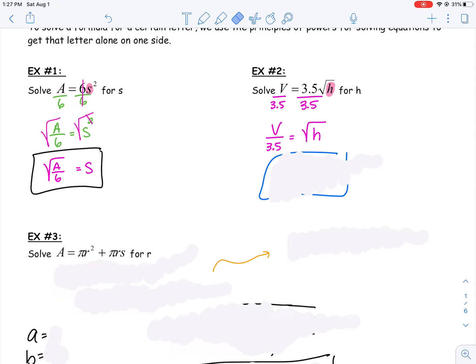Now I need to get rid of that square root. Do you remember what cancels out a square root? Yeah, let's square both sides. So I'm going to square the right side, and I'm going to square the whole left side. The square and the square root should cancel each other out, and I should just be left with an h on that side. On the other side, I have V over 3.5, all of that squared, so I can square the V and I can square the 3.5. I ended up with h equals V squared over 12.25.